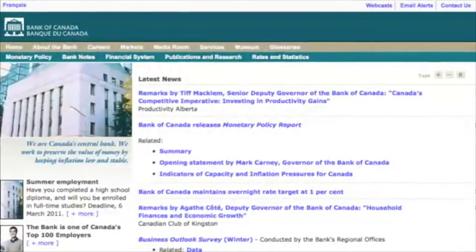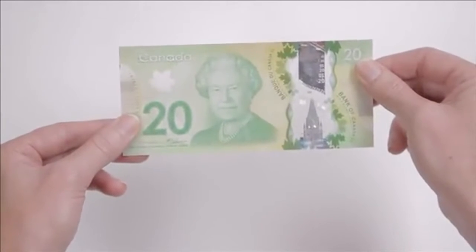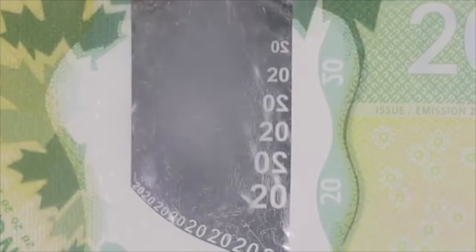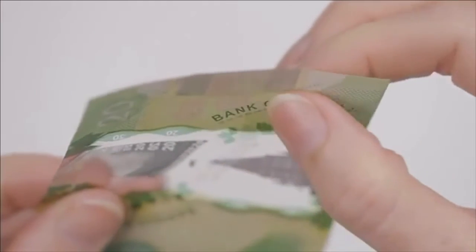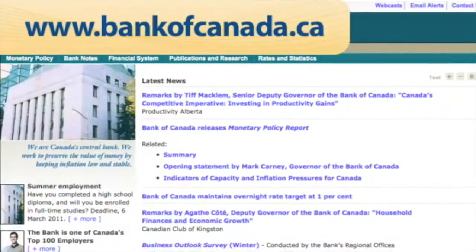The Bank of Canada is responsible for printing Canadian currency. They've included a number of security features to protect against counterfeiting. Each new bill has a metallic or holographic stripe, a ghost image or watermark, see-through number, and raised ink on parts of the bill. For more information, go to the Bank of Canada website.